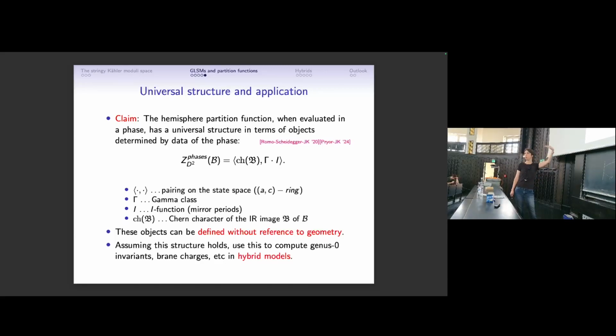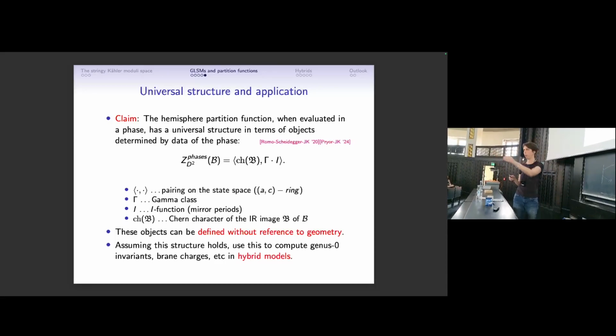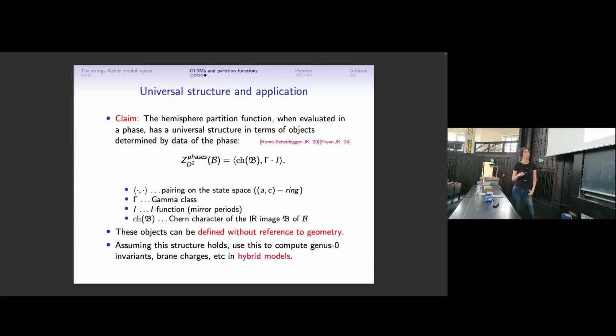This is where these universal structures are coming in. So what we've advertised in papers and tested for Landau-Ginzburg and Calabi-Yau and then sort of conjectured to be true more general is that when you evaluate this hemisphere partition function in a given phase of the GLSM, so if you go to a specific region, a limiting region of the moduli space, it has a universal structure in terms of objects that can be determined by the data associated to the corresponding phase.